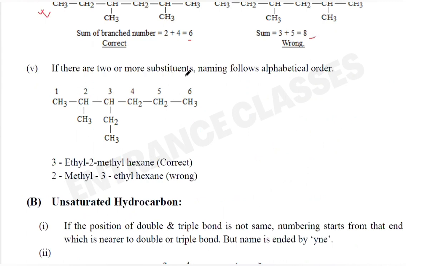If there are 2 or more substituents, naming follows alphabetical order. Obviously, this is methyl, this is ethyl. So ethyl should be named first. So 3-ethyl-2-methylhexane. This is the correct one.